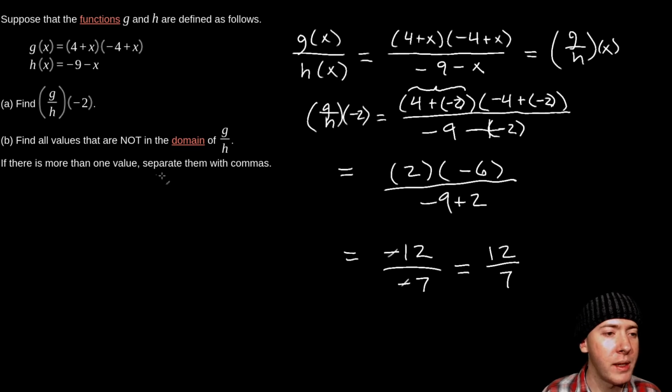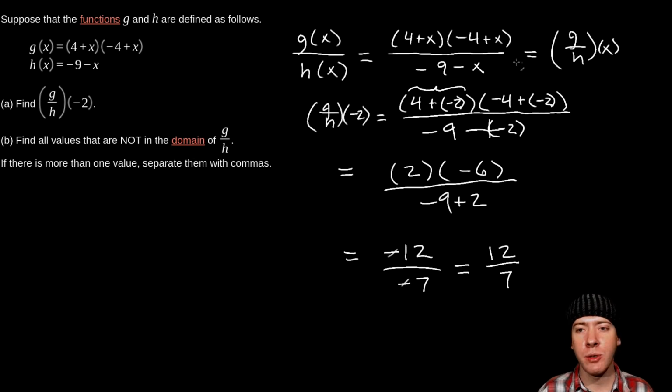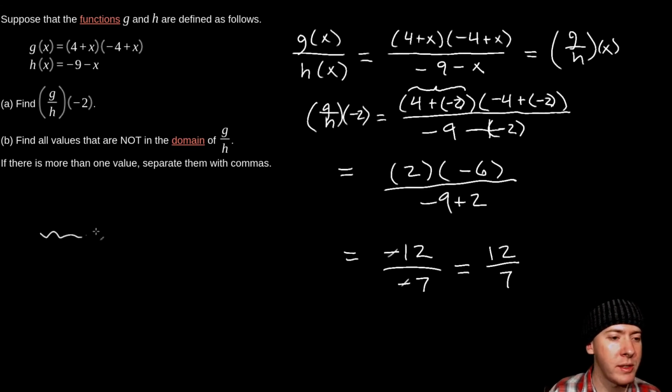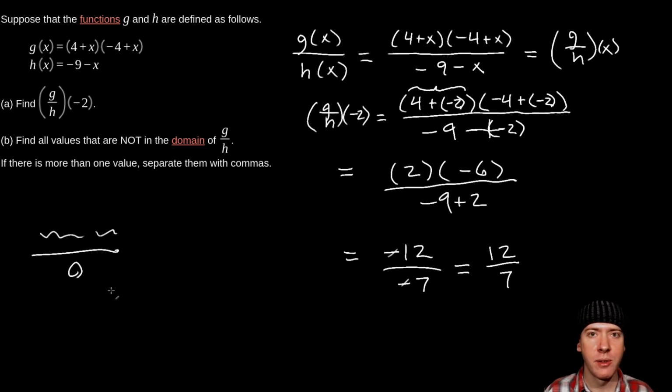For part B, they want us to find the values that are not in the domain of this quotient function right here. Okay, the values that are not in the domain of that function are going to be the values that would give you a 0 in the denominator. Remember that you can't divide by 0. So if we plugged in some x value and we got some things on the top, like from these two parentheses up here, and then on the bottom we ended up with a 0, well then the x value that led to that could not be in the domain because we can't divide by 0.